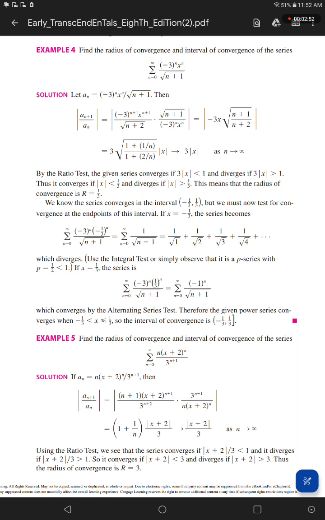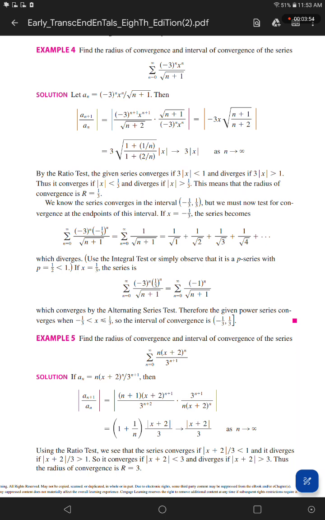If x equals -1/3, the series becomes the sum from n equals 0 to infinity of (-3)^n (-1/3)^n over the square root of n plus 1 equals the sum from n equals 0 to infinity of 1 over the square root of n plus 1 equals 1 over the square root of 1 plus 1 over the square root of 2 plus 1 over the square root of 3 plus 1 over the square root of 4 and so forth, which diverges. Use the integral test or simply observe that it is a p-series with p equals 1/2, less than 1.